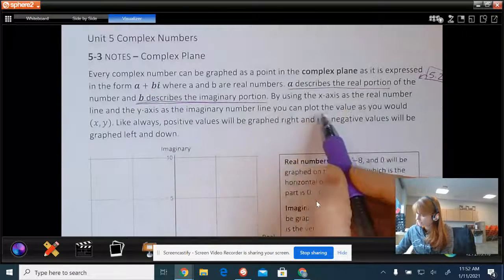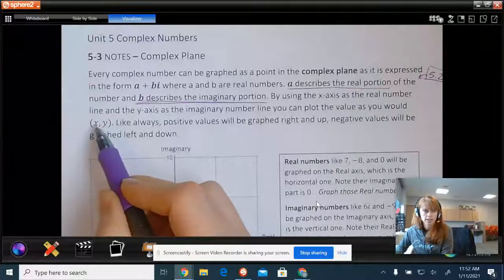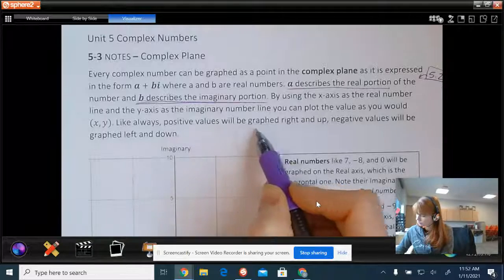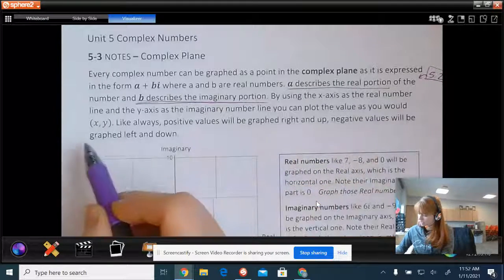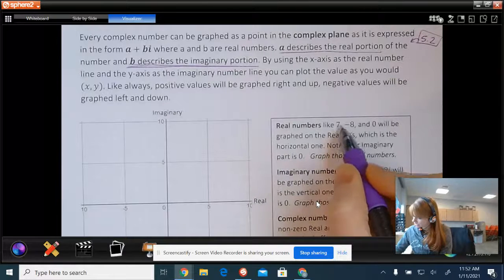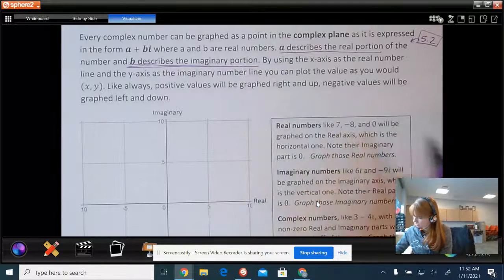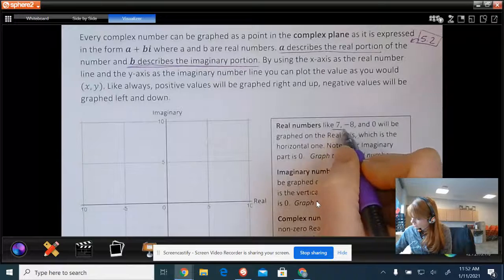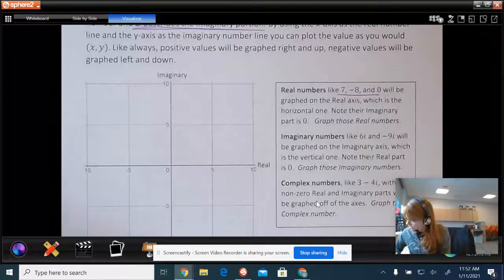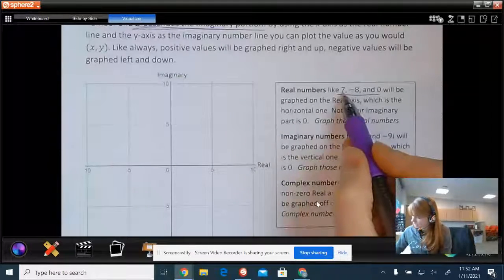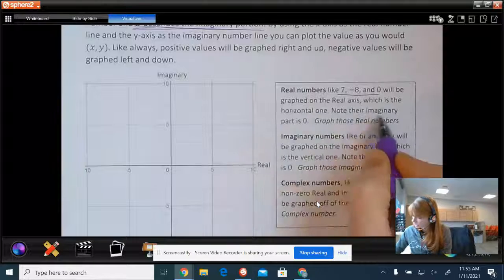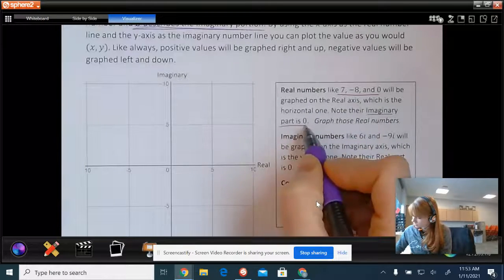So you can plot the values as you would with x and y. Like always, positive values will be graphed right and up, negative values will be graphed left and down. So a real number like 7, -8, or 0, I'll graph those three in purple. Those are just on the number line, so on the real axis, because the imaginary part is 0, right?